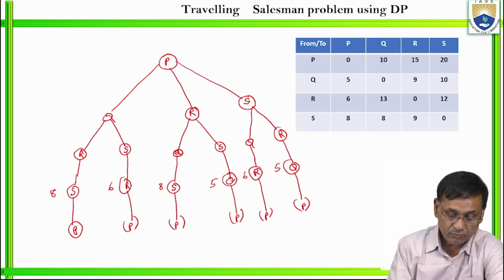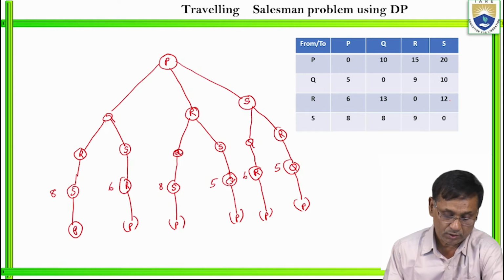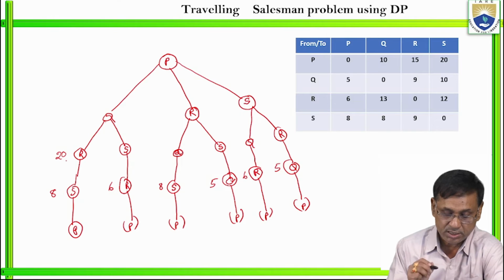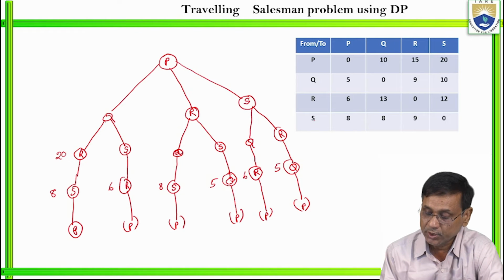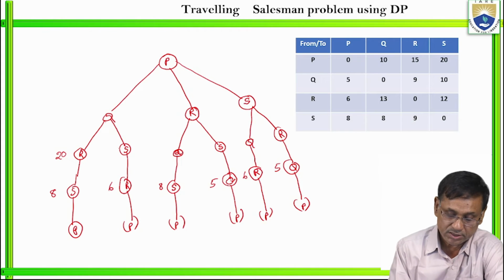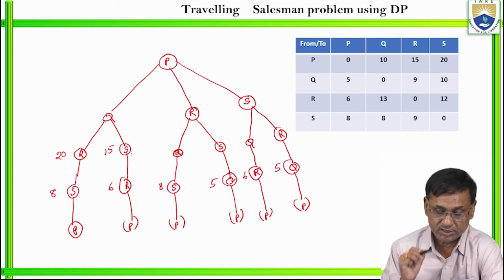Then we have to find the cost when the salesman goes from R to S, S to P. What is the cost corresponding to R to S? R to S is 12. So 12 plus 8 is 20. Next, coming to S to R. What is the cost corresponding to S to R? S to R is 9. So S to R, R to P is 9 plus 6, which is 15. So we can find this distance.